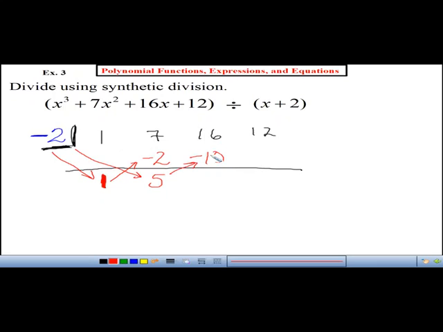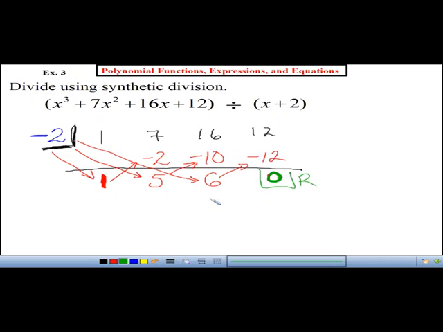Focus, please. What is 16 minus 10? 6. I do the process one more time. What is -2 times 6? That goes right there, which is what? -12. Combine these, and that gives me what? 0. I'm going to change the color. Who remembers what color I used for green? That was my what? My remainder.